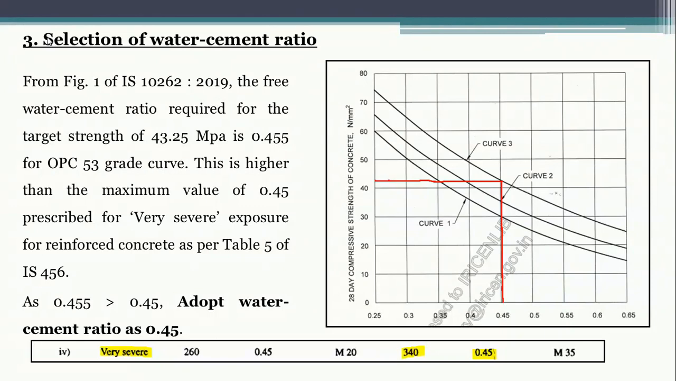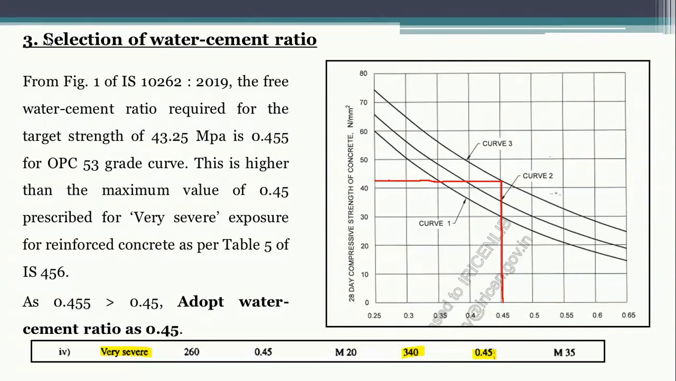But based on the durability aspects, the exposure condition is very severe. For very severe, the maximum water cement ratio is 0.45. The water cement ratio should not exceed the maximum water cement ratio given in the IS standards. So from the curve we are getting 0.455, but from Table 5 of IS 456, we are getting 0.45.